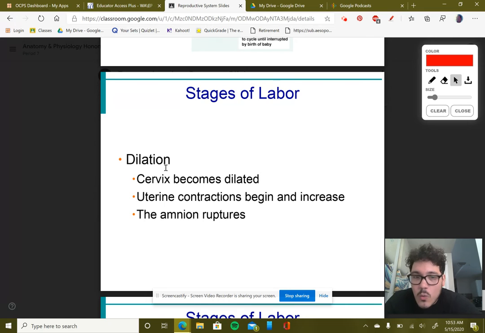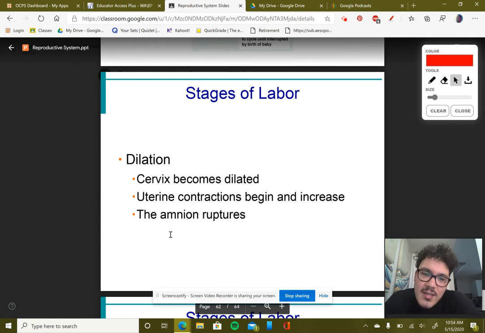Dilation. So when dilation occurs, the cervix expands. Remember, think of the eyes and how they dilate. They expand and open up with regards to light. Same thing can happen with the cervix. However, the cervix only dilates when the body's telling itself it's time to get this thing out. It's time to get this moving, right? Uterine contractions will begin and increase, and then the amnion will rupture.